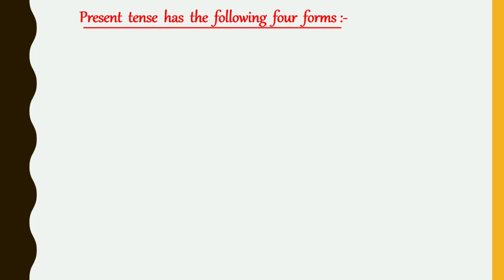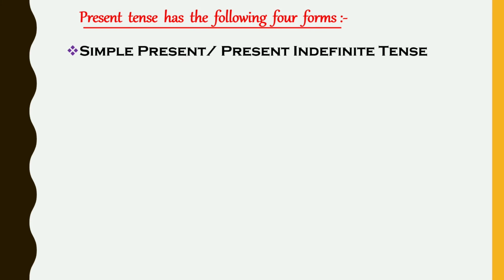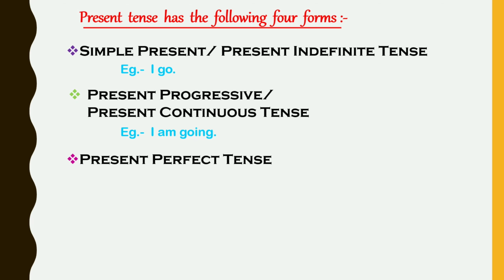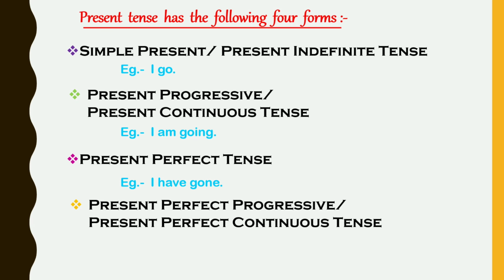Present tense has the following four forms: simple present or present indefinite tense. For example, I go. Present progressive or present continuous tense. For example, I am going. Present perfect tense. For example, I have gone. Present perfect progressive or present perfect continuous tense. For example, I have been going.